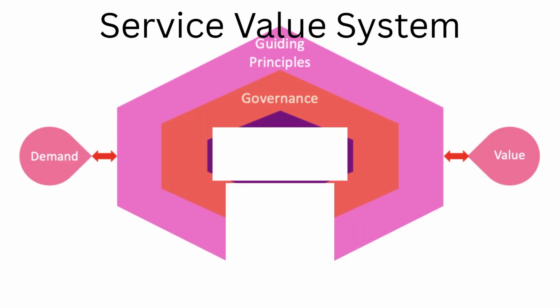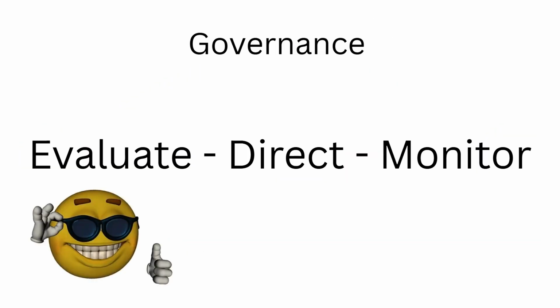Next up, we have governance. Now, the guiding principles are the values that orbit around this model. But in order to make sure that these values are applied, we have to be a boss. We have to make sure that your men are working correctly. So you have to do 3 things, which is evaluate, direct, monitor.